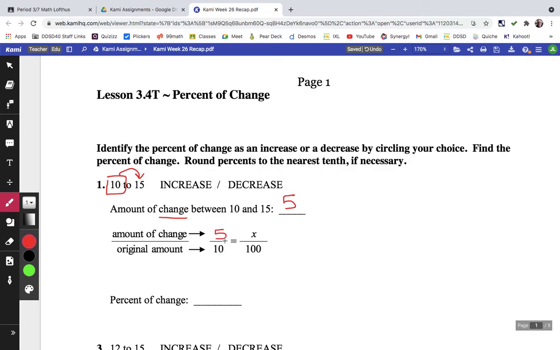So 5 is what out of 10? It is half of it. So we could use a multiplier in this case. 10 times 10 is 100. So 5 times 10, that's one way we could solve this, is 50. Or just recognize that 5 out of 10 is the same as 1/2, and that's equal to 50%. So various ways to get to 50%, but it is a 50% change, and it is an increase because it's going from a small number to a larger number.